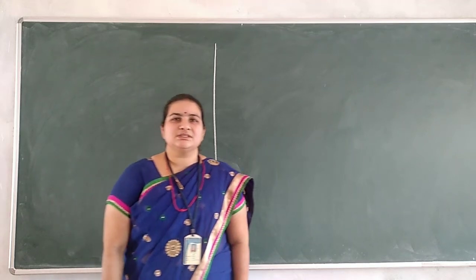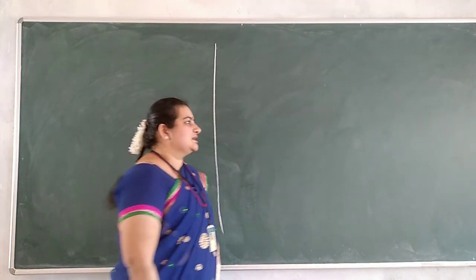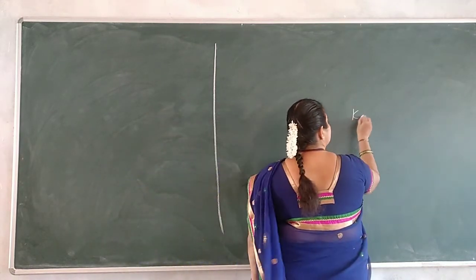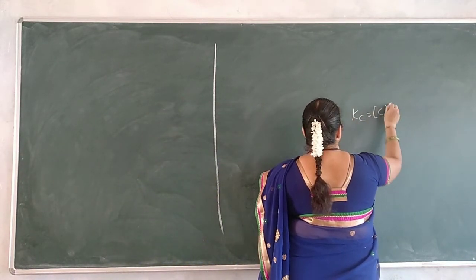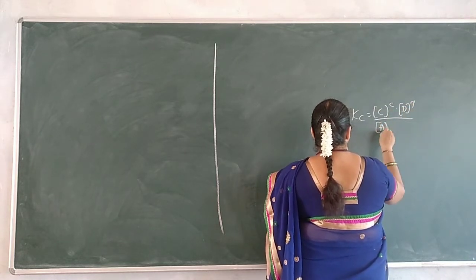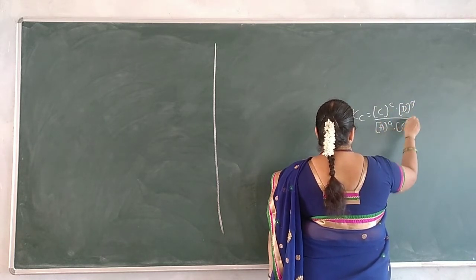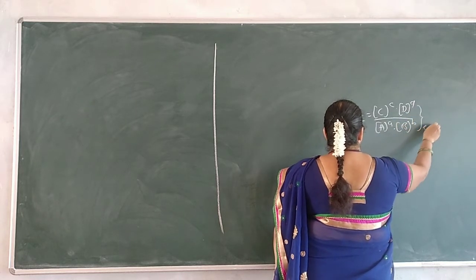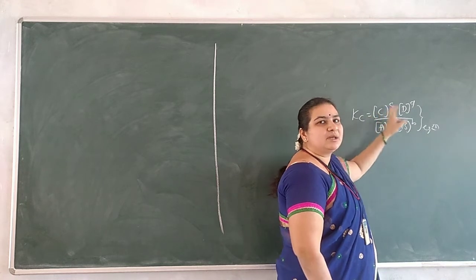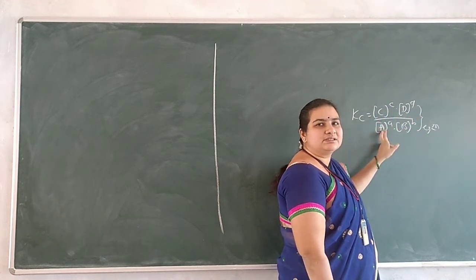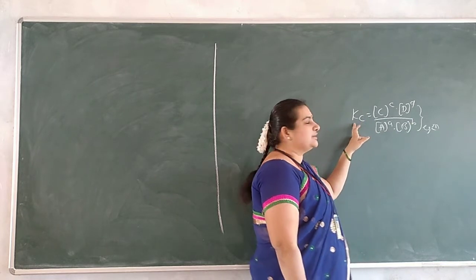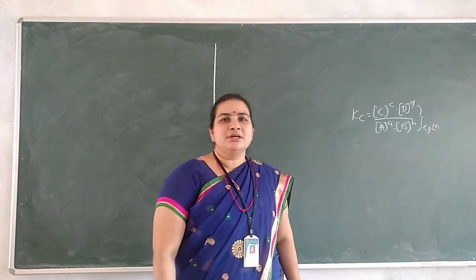Good morning, students. In the last class, we discussed the chemical equilibrium law. That is, Kc is equal to the concentration of C raised to c into D raised to d, divided by A raised to a into B raised to b, at equilibrium. That is, the product of the molar concentrations of products raised to their powers, divided by that of reactants raised to their powers, is a constant quantity, and that constant quantity is called the equilibrium constant.